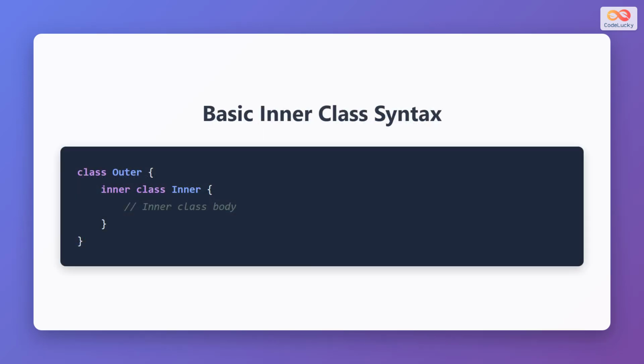To declare an inner class in Kotlin, we use the inner keyword before the class keyword. Here we have an outer class named Outer, and inside it, we declare an inner class named Inner using the syntax, inner class Inner. This simple declaration creates a special relationship between the two classes.